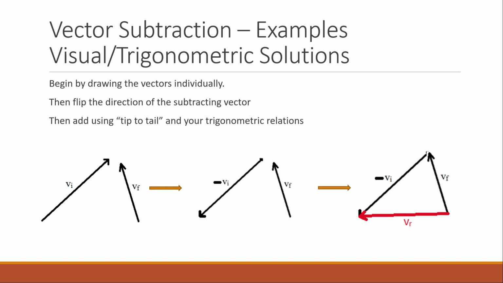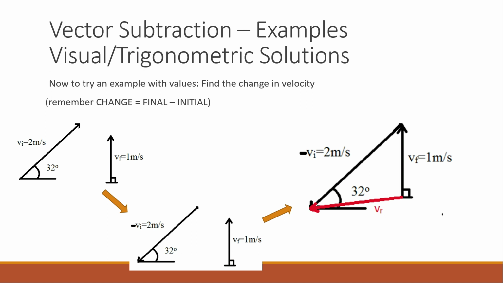Let's do an example with some numbers. So we see we started with an initial velocity that was 2 meters per second and an angle that seems to be 32 degrees above the horizontal. But we ended this motion with a velocity that is 1 meter per second directly vertical. So to do this, step one, I go from my initial vectors and I change my initial velocity vector into its negative. I change that arrow. Then I tip to tail them together here.